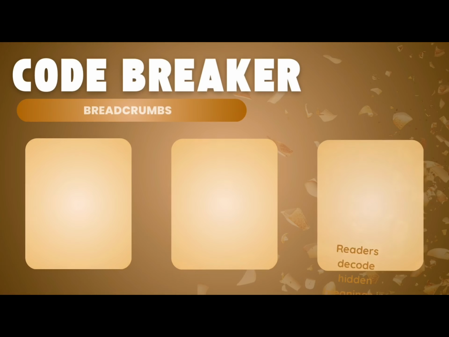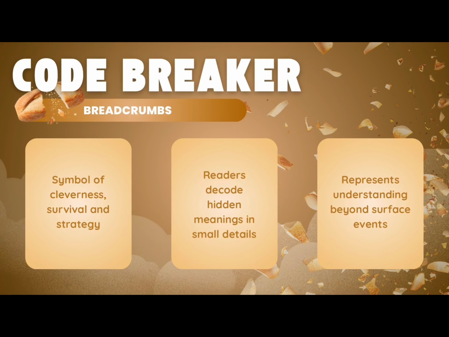Now, let's look at the visuals, which connect to Luke and Freebody's Four Resources model. The first one is Code Breaker. The breadcrumbs represent cleverness, survival, and strategy. In the story, Hansel leaves breadcrumbs as a trail, but they also symbolize foresight and problem solving.